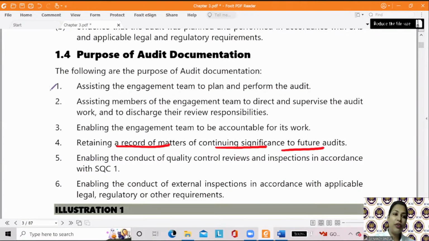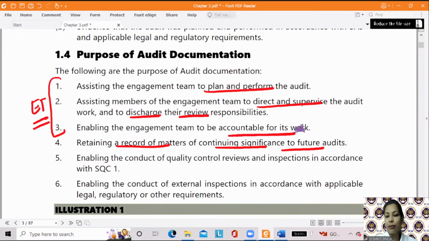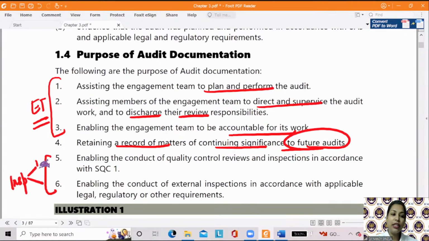Purpose का I told you that 3 points are relating to what? Engagement team. Engagement team को कैसे plan and perform करने में help करता है, direct, supervise and review में help करता है, and accountable कौन है, future audits में help करता है. Inspection, next 2 points are related to inspection. One is related to internal inspection and the other is related to what? External inspection.